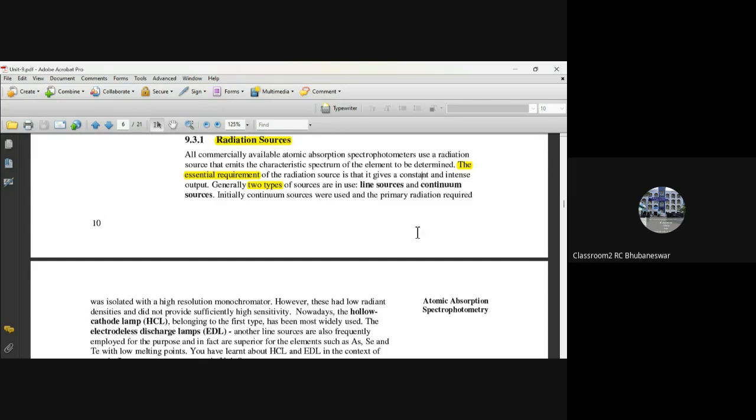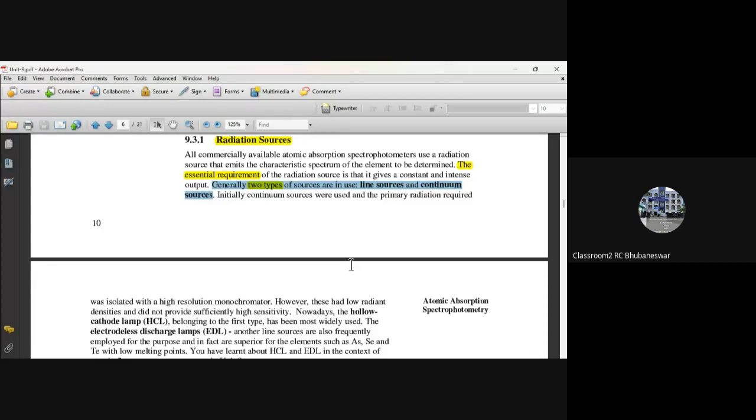The essential requirement of the radiation source is that it gives a constant and intense output. So generally two types of sources we can use. One is line sources, one is continuum sources.